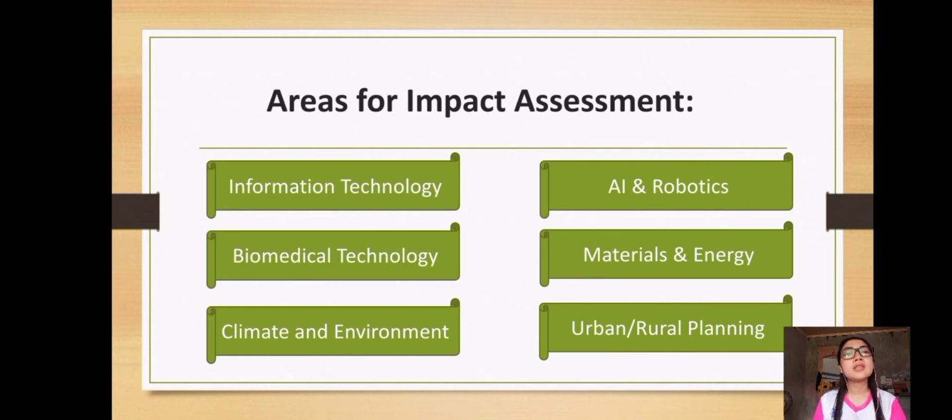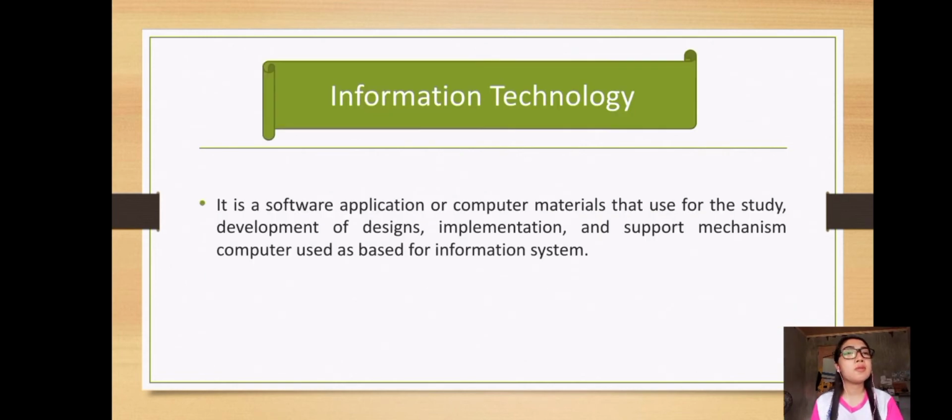So there are 6 areas of impact assessment: information technology, biomedical technology, climate and environment, AI and robotics, materials and energy, and urban and rural planning. So let's define each area of impact assessment. First, we have information technology. It is a software application or computer materials used for the study, development of designs, implementation, and support mechanisms of computer use as a base for information systems.